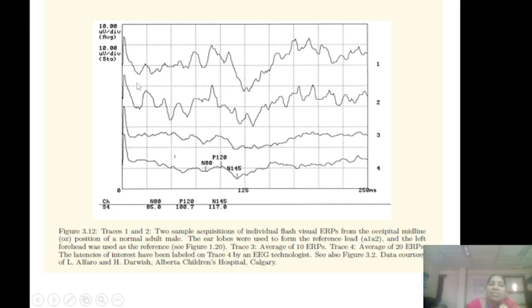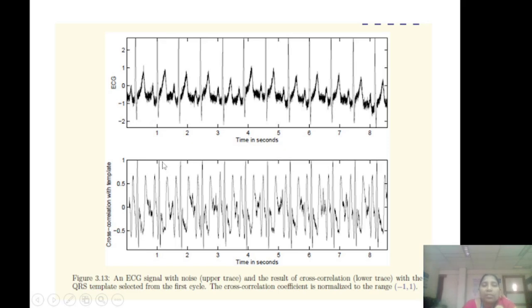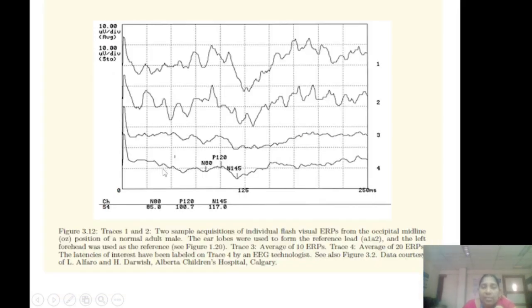If you see this particular signal, this is an event related potential, visually evoked potentials, which is taken by applying a stimulus. For example, a flash of light is applied to the eye. How the brain responds is called the visually evoked potential. We obtained four different signals by applying four different stimuli. All those signals are aligned and then averaged. After doing this averaging, you will get a single signal with the noise reduced.